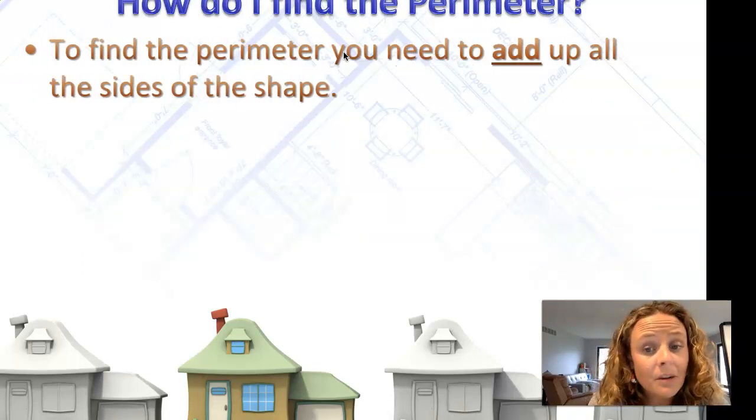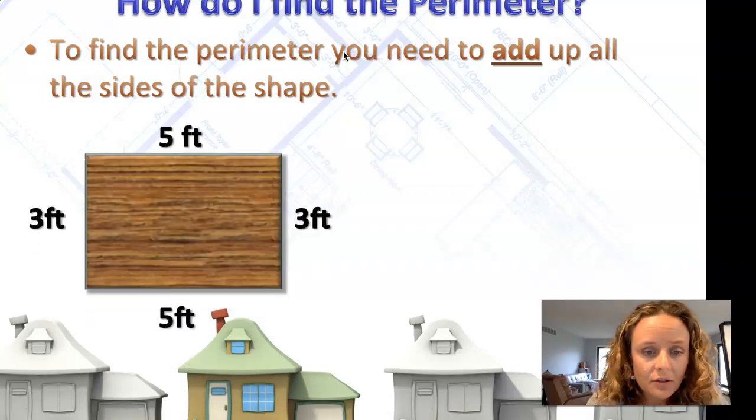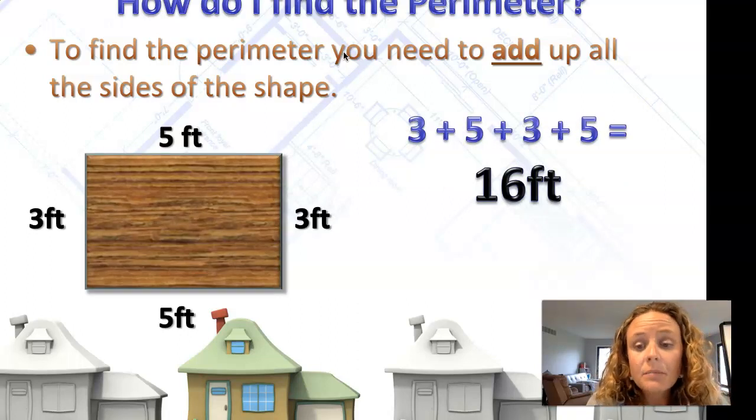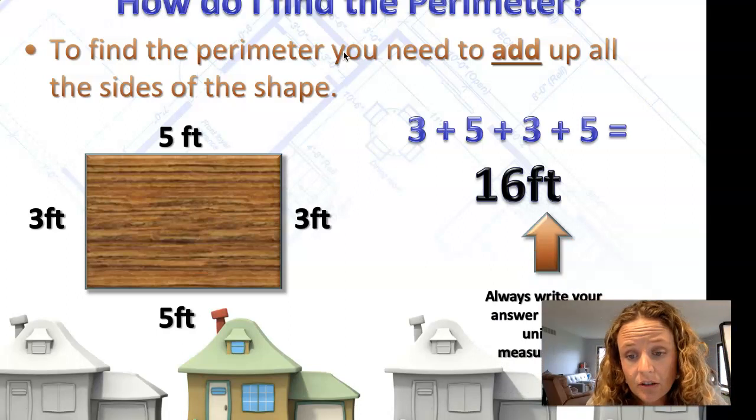So to find the perimeter, you need to add up all the sides of the shape. Now we know there's a bunch of different formulas you could use. You could just add length plus width plus width. You could do length times 2 plus width times 2, right? But you just need to add up all those sides. And you always need to write your answer with the unit of measurement. That is so important in measurement.